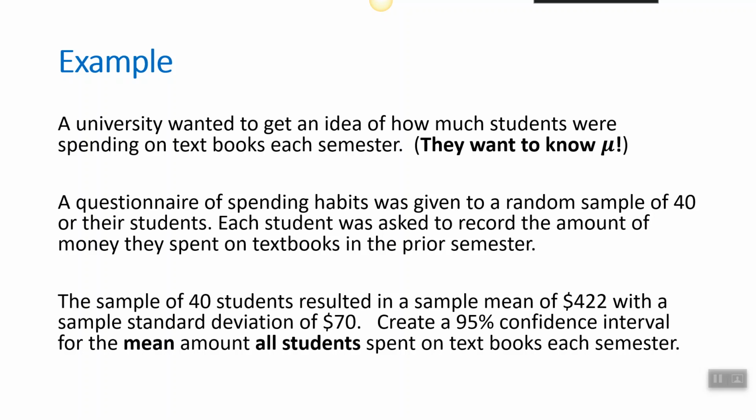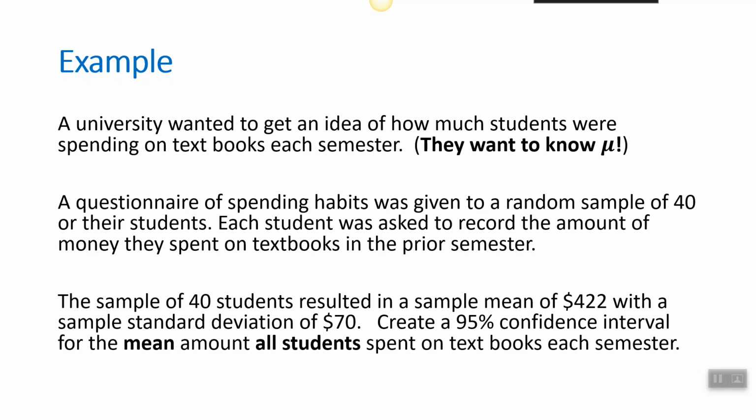In order to figure that out, they had a questionnaire of spending habits that was given to a random sample of 40 of their students. Each student was asked to record the amount of money they spent on textbooks in the prior semester. The sample of 40 students resulted in a sample mean of $422 with a standard deviation of $70. Create a 95% confidence interval for the mean amount all students spent on textbooks each semester.